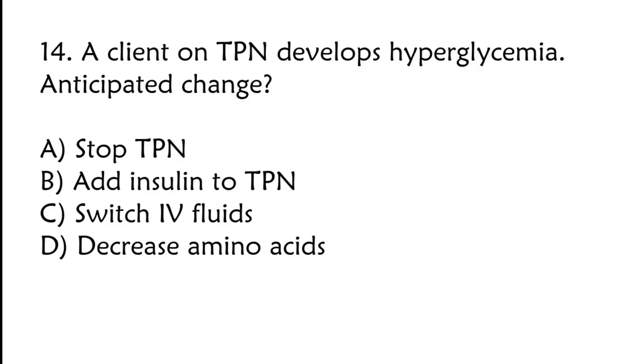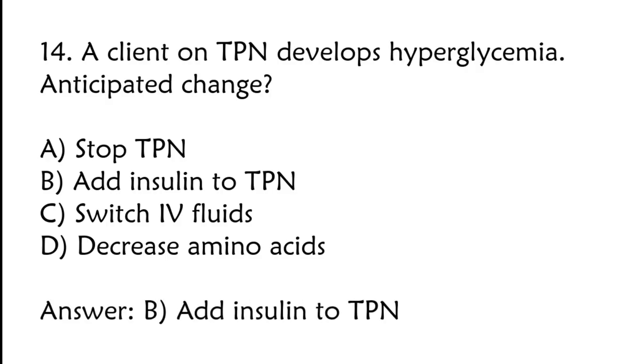A client on TPN develops hyperglycemia. Anticipated change? Correct answer is B. Add insulin to TPN.